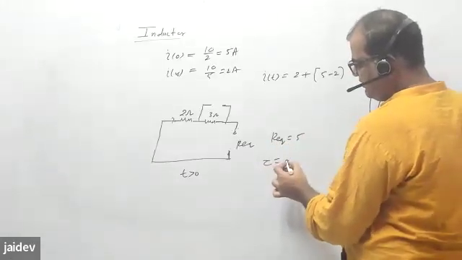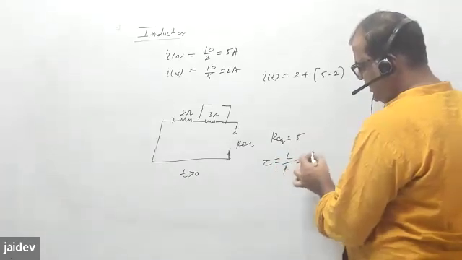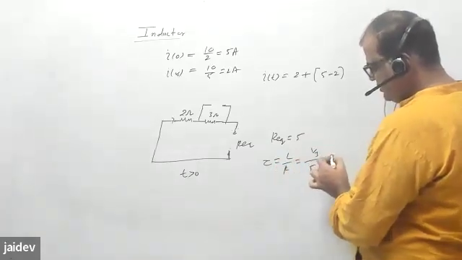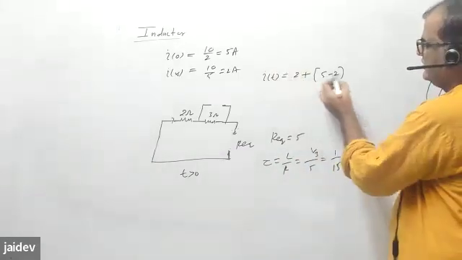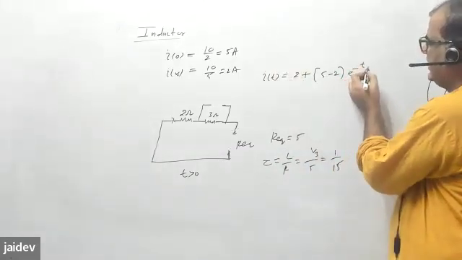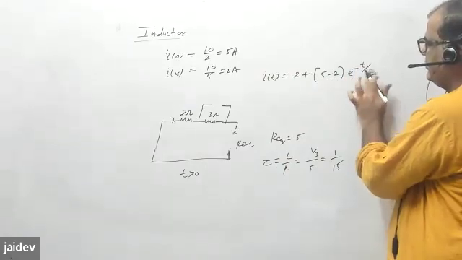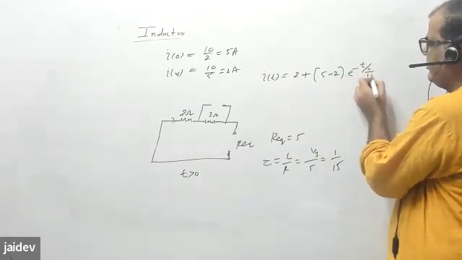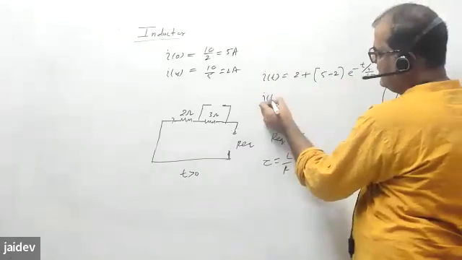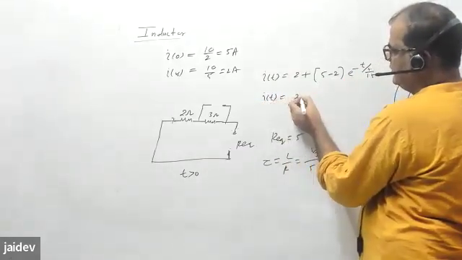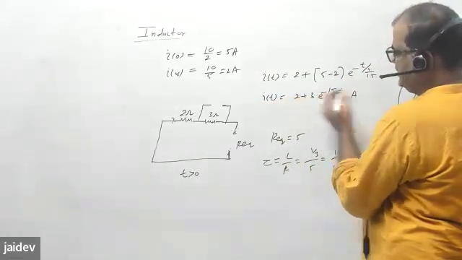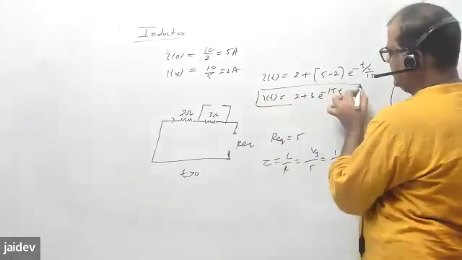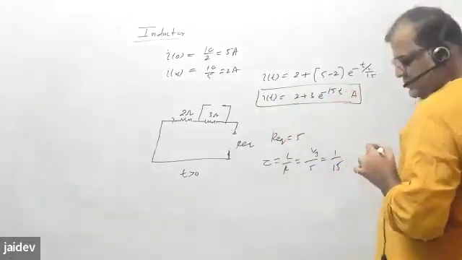And tau will be L by R. L is 1/3, R is 5. So 1/15. So my equation becomes e power minus t by 1/15, that will become 15. So I_T will become 2 plus 3 e power minus 15t, as a function of time.